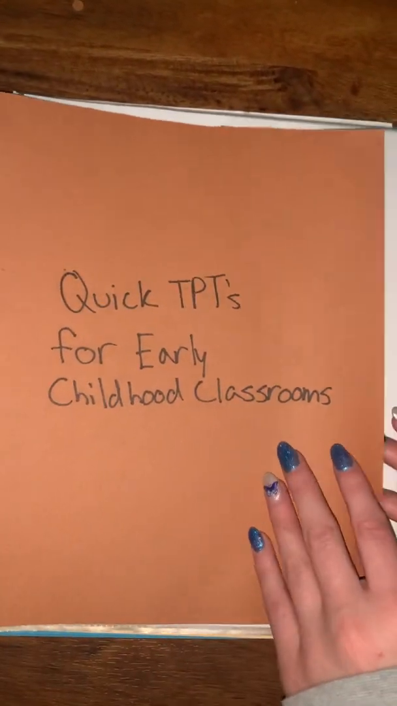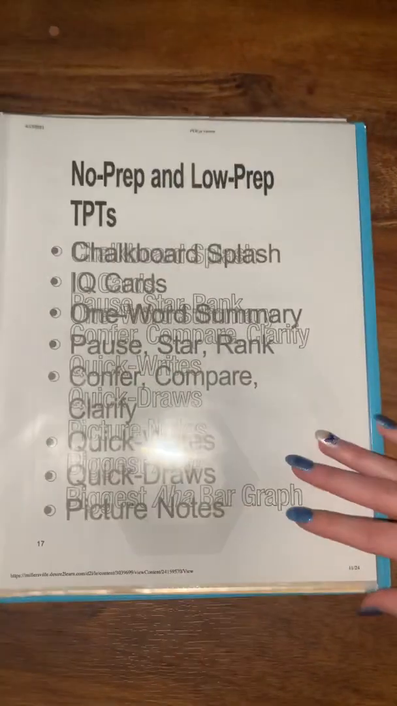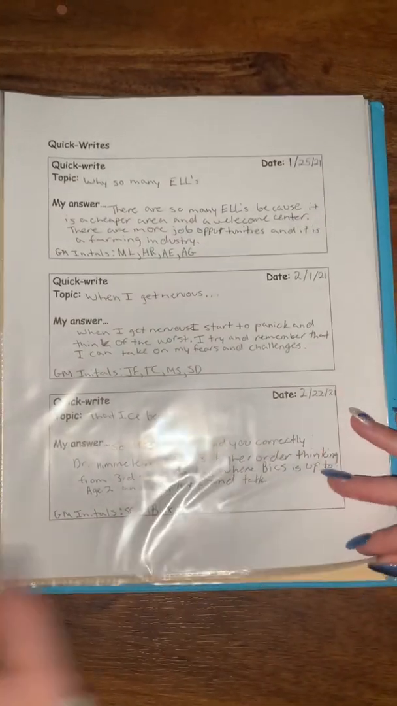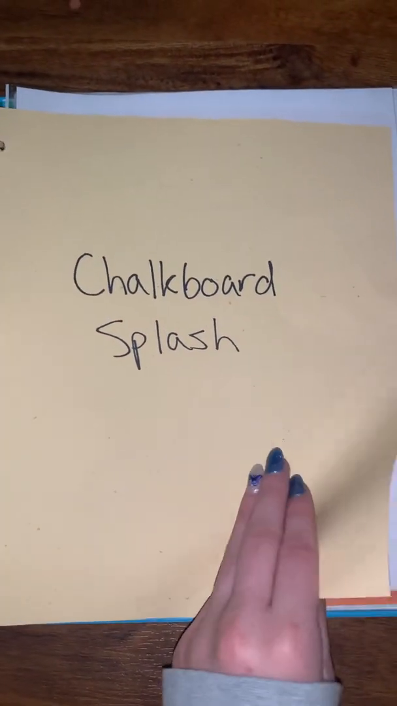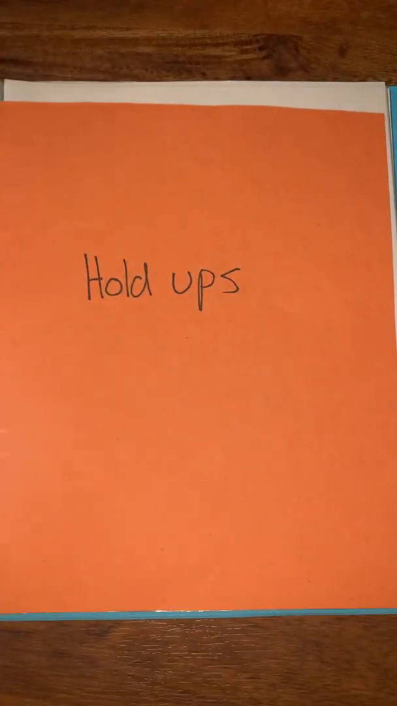Here we have the quick TPTs for early childhood classrooms. And then the no prep, low prep TPTs. Then we have my quick writes. Okay. And then it goes into 3 in a row. Then we have our chalkboard splash. And then the hold-ups. This is a great technique to use.